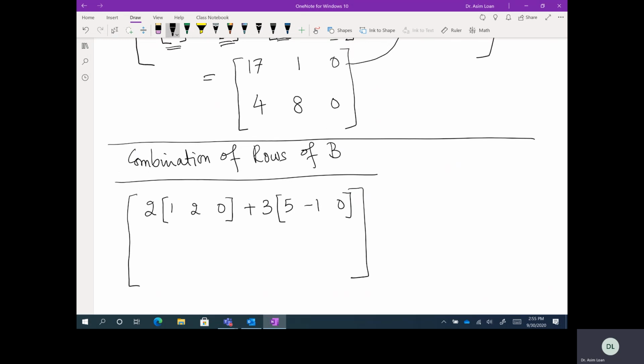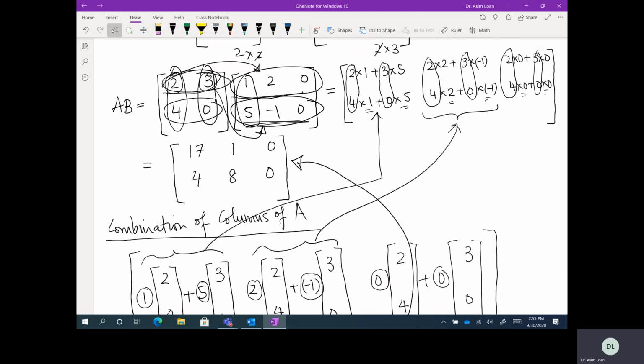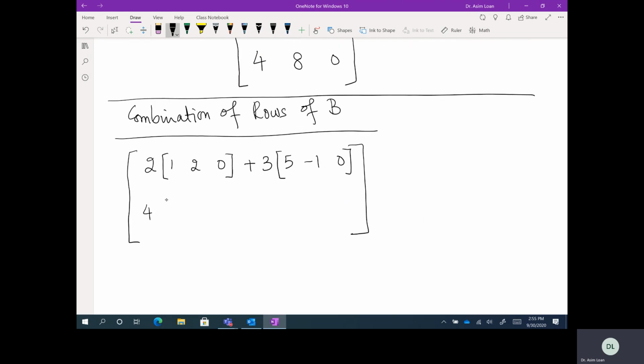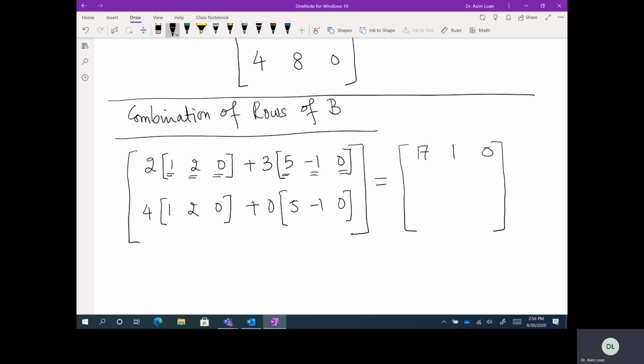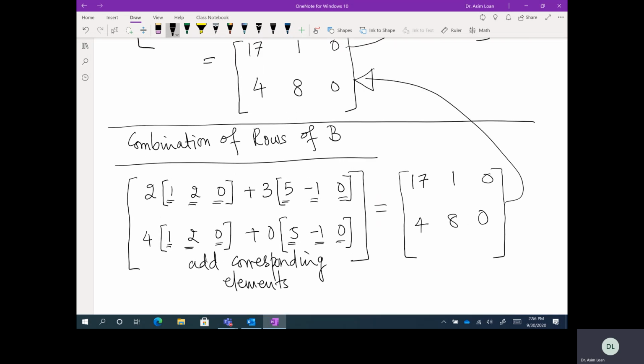This is the first row of AB. And then the second one is 4 weights 1, 2, 0 and 0 weights 5 minus 1, 0. So 4, same row, plus 0, same row. And what do I get? So each individual one, so this is 2, this is 15, this is 17, 4 minus 3, 1, 0, 0, 0, this is 17, 4, 0. You need to add corresponding elements, 8, 0, 0, 0, which is exactly the same as this one, right?